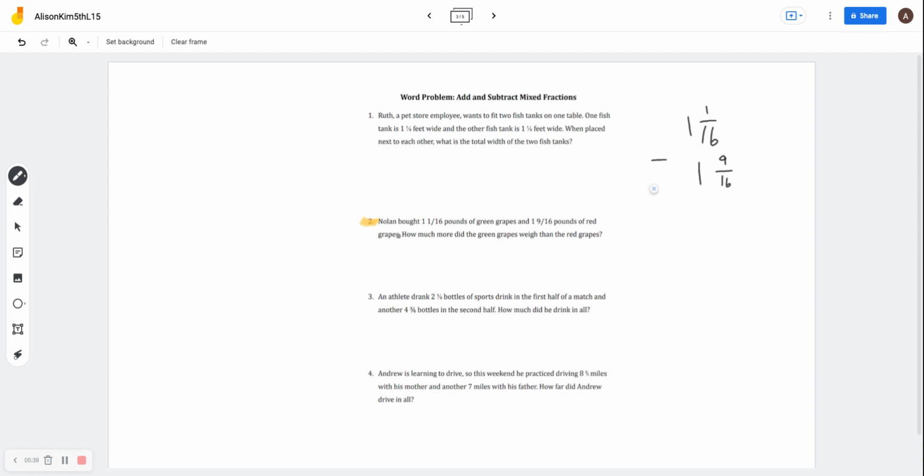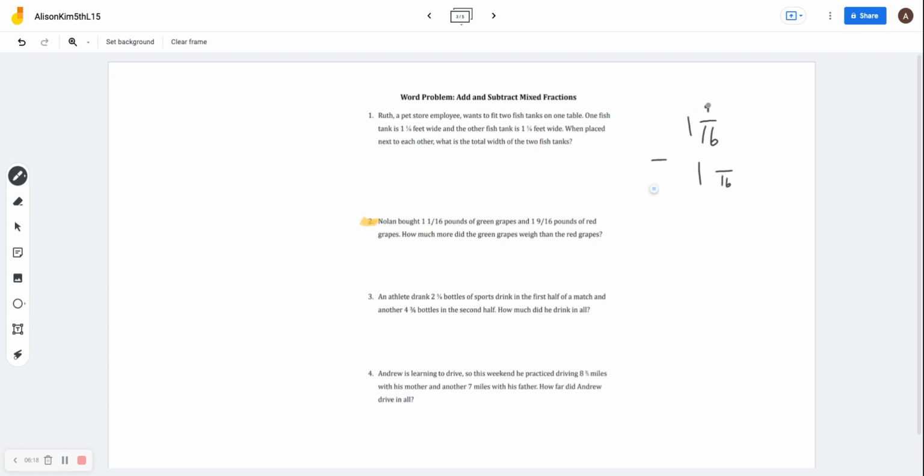I think the question is worded wrong. I think it's supposed to ask how much more did the red grapes weigh than the green grapes? Or it's supposed to be asking how much more did Nolan buy of the red grapes than the green grapes? Because as you can see, he bought less of the green grapes and more of the red grapes. So we would have to subtract, and I would have to rewrite this in that case because we can't have a negative as our answer.